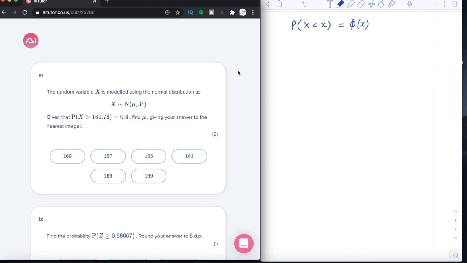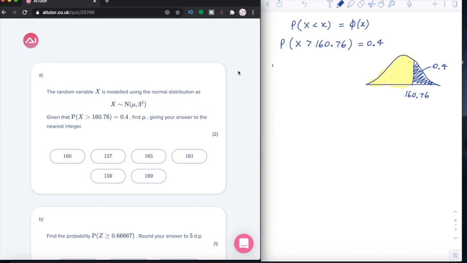Right, so in this case, we've got the probability that x is greater than 160.76 equals 0.4. So if we draw our bell curve for the normal distribution, and this value is 160.76, then this whole area here is going to represent a probability of 0.4. But we can also get that same probability by taking 1 and subtracting it from this region here.